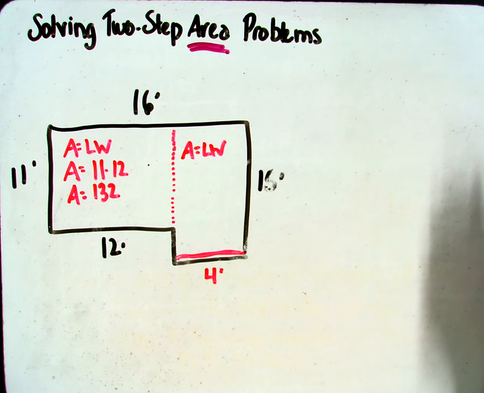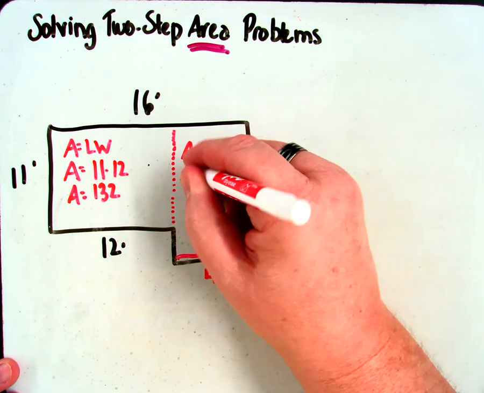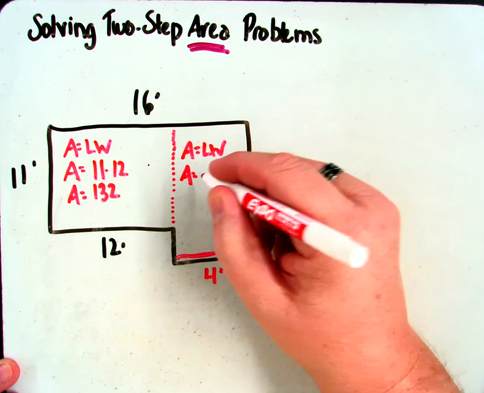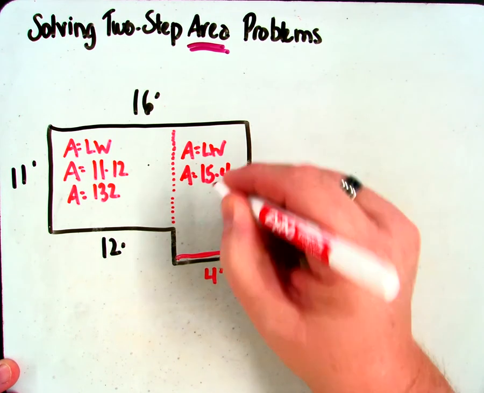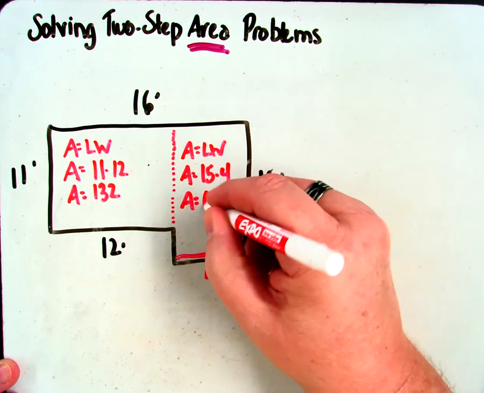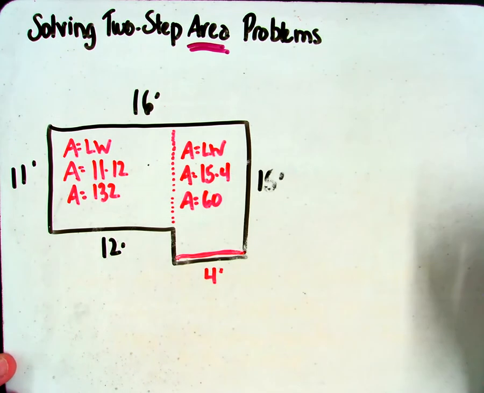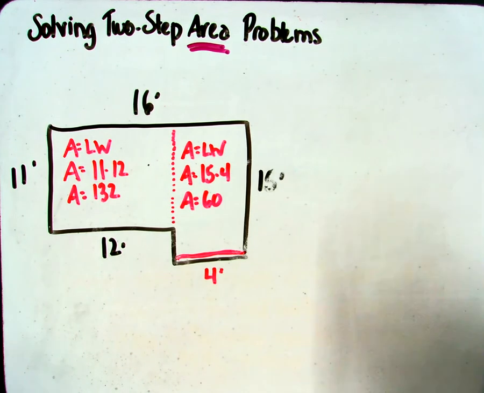Now what about the second rectangle? What is our length? It is 15 times 4. And yes, sir, it is 60. 60 square feet. Now what do we have to do?